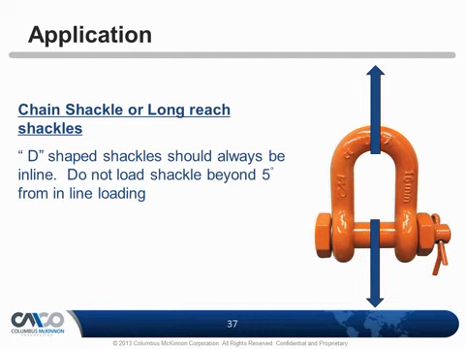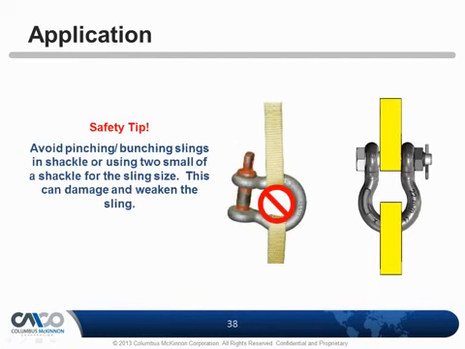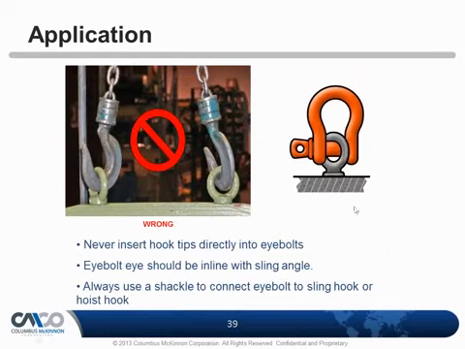D-shaped shackles, as we mentioned before, are more for inline loading, and we really don't want to see side loading on D-shaped shackles. They're great. They're nice and compact and easy to use for tight spaces, but you really want to use those for straight pulls. You don't want to have a shackle orient itself in the wrong orientation. Everything you try to do, keep everything in line. Otherwise that will weaken and damage the shackle.